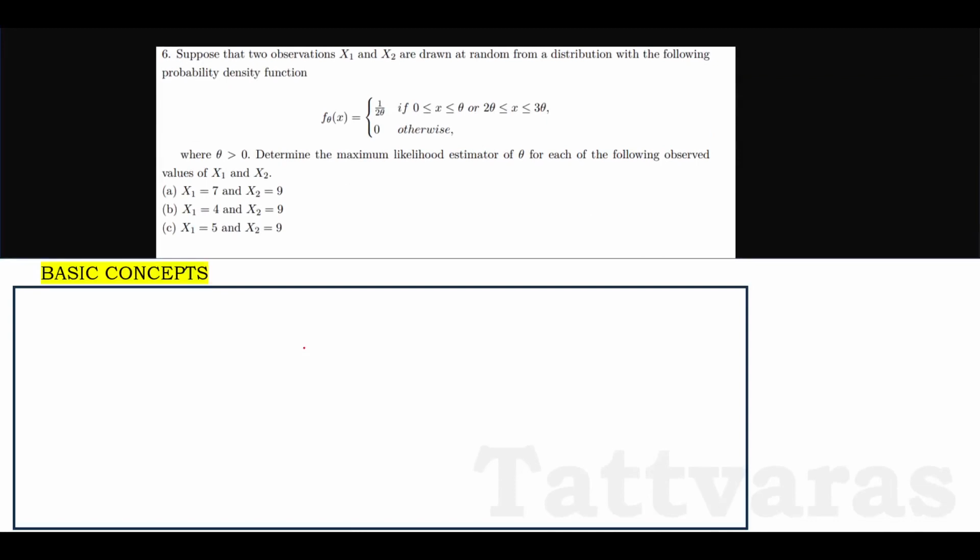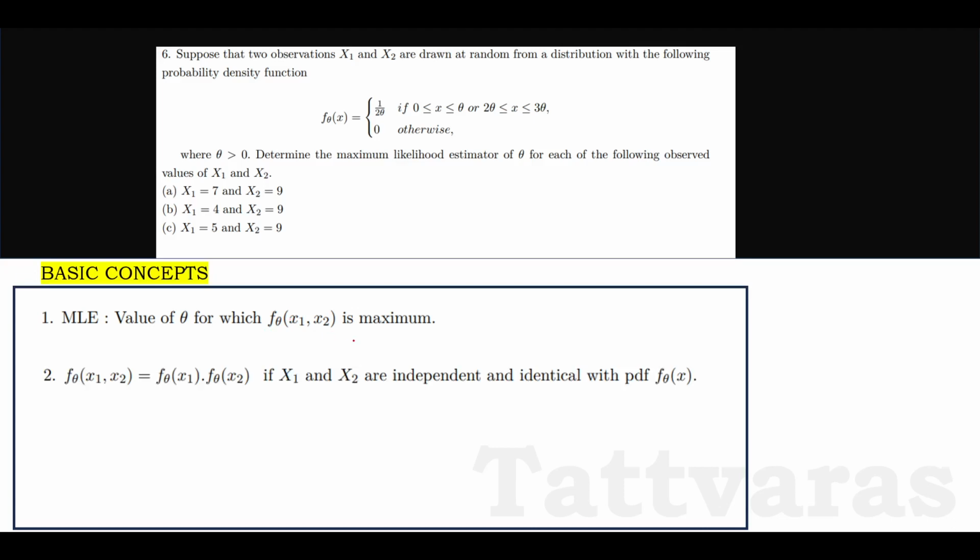So let us start with the basic concepts that we might need for this problem. The first one is the definition of MLE. So if x1 and x2 are given, the definition of MLE is the value of theta for which this particular likelihood function is maximum. The second one is that if x1 and x2 are independent and identical with the PDF f theta x, then their joint density is nothing but the product of their marginal densities.